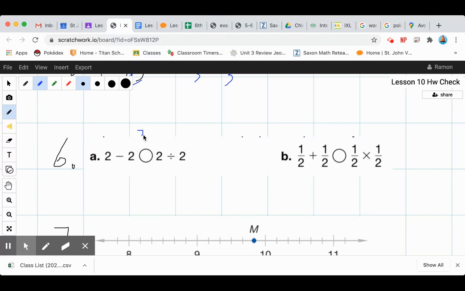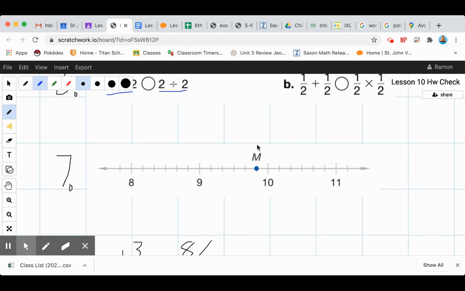For 6, A and B, we have to evaluate and use a proper comparison symbol, so greater than, less than, or equal to. For A, we're going to take 2 minus 2 first, and then 2 divided by 2, and then use greater than, less than, or equal to compare the results. For B, we take 1/2 plus 1/2, simplify it, and then 1/2 times 1/2, also simplify it, and then we use the proper comparison symbols.